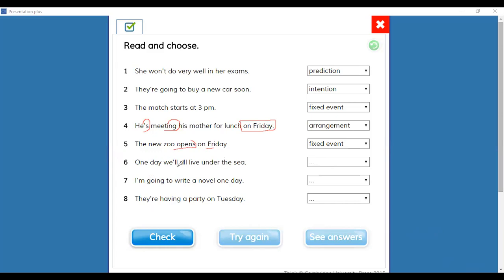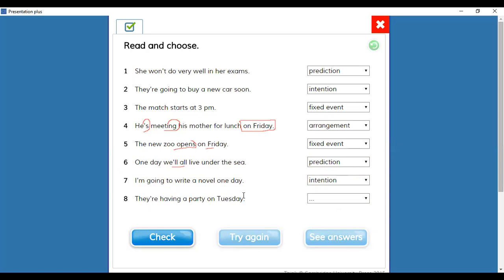One day we'll all live under the sea. Prediction. Yeah, it's a prediction. We don't have any evidence. It's just a prediction based on my opinion. I'm going to write a novel one day. Intention. Yeah, it's like an intention. It's like a plan. So going to is perfect for that.